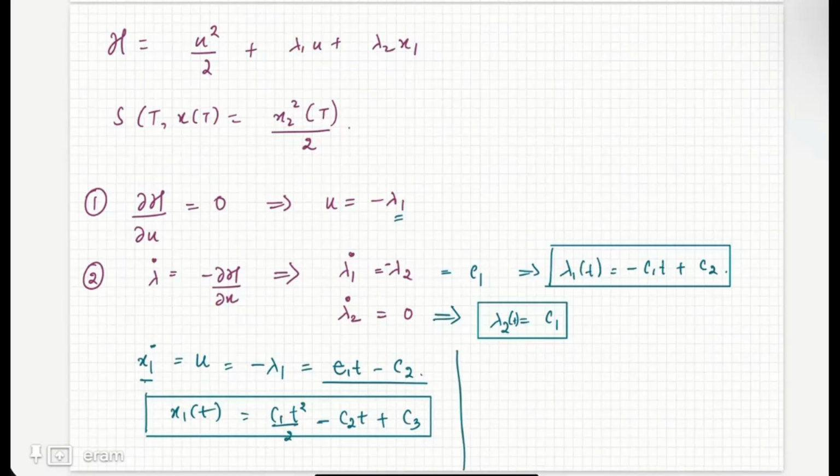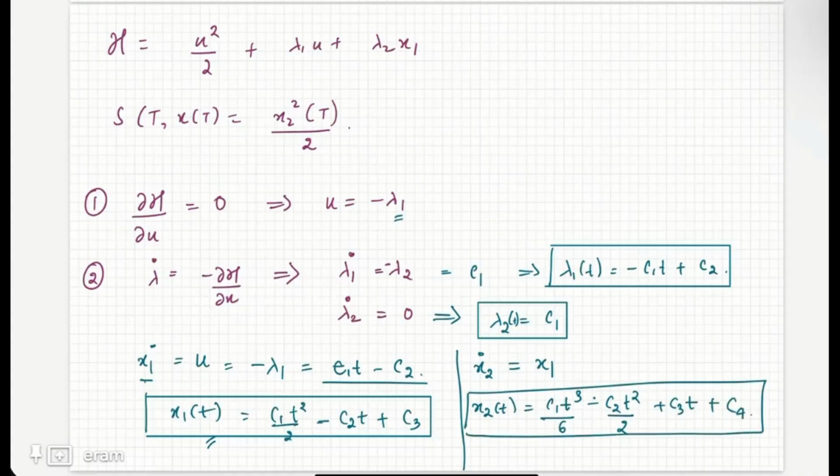And similarly, x2 dot is nothing but x1, so x1 if we integrate will give us x2. So x2 t is the integration of x1. So it is c1 t cubed by 6 minus c2 t squared by 2 plus c3 t plus c4, the constant. This is the expression for x2.